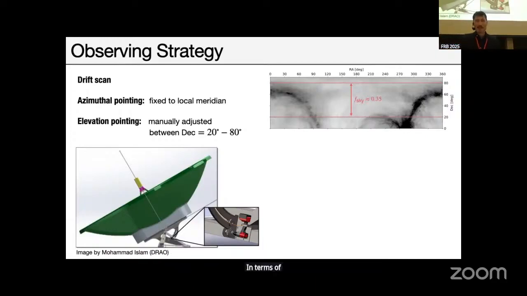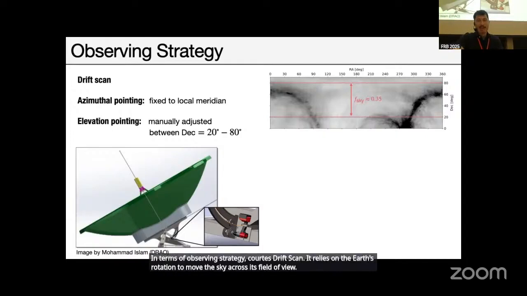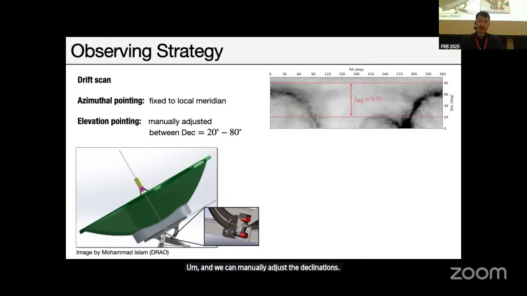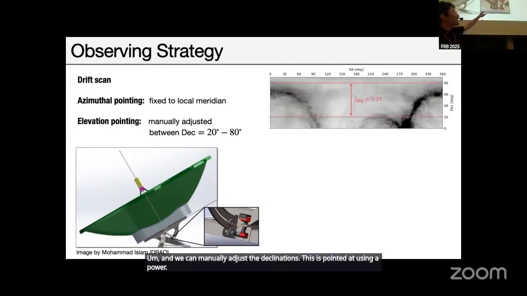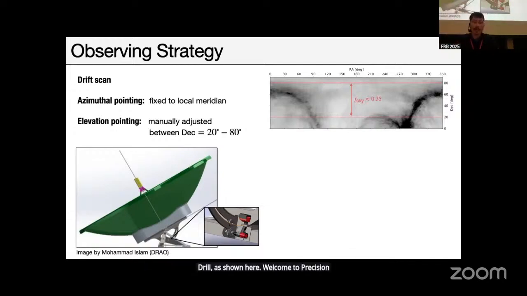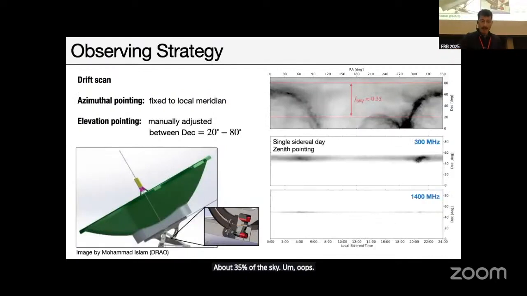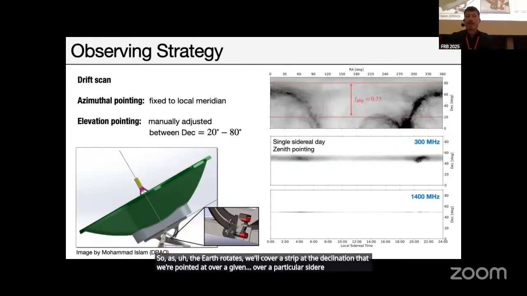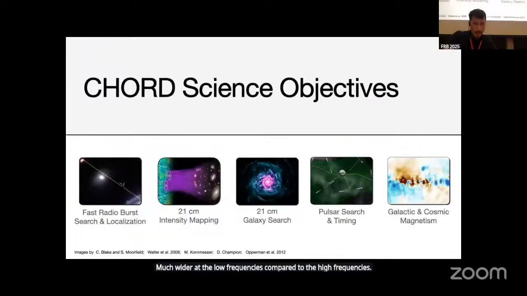In terms of observing strategy, CHORD is drift scan. It relies on the Earth's rotation to move the sky across its field of view. And we can manually adjust the declinations this is pointed at using a power drill, as shown here. Welcome to precision cosmology. We can look at declinations between 20 and 80 degrees, and that opens up about 35% of the sky. So as the Earth rotates, we'll cover a strip at the declination that we're pointed at over a particular sidereal day. And this strip will be much wider at the low frequencies compared to the high frequencies.